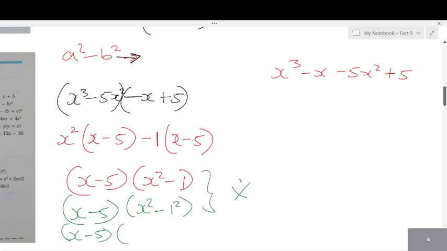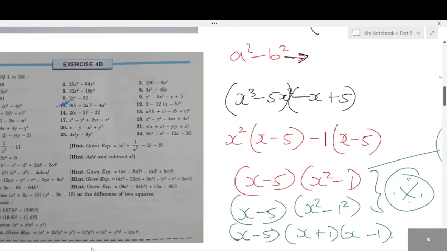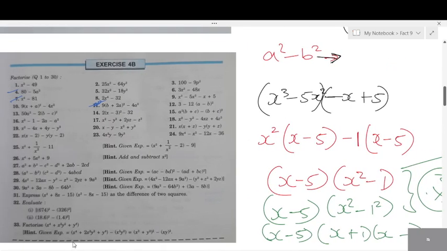These two steps are very important. If you just leave it like this, you'll get 1 mark. Till here it is 1 mark. You have to complete it. A square minus b square, x plus 1 into x minus 1. So mark this as important. Which question is that? 12th one.